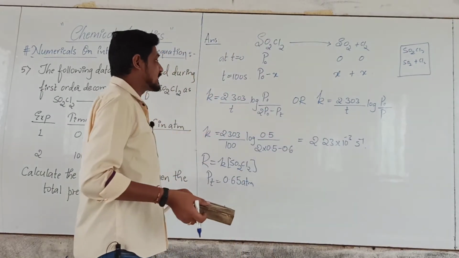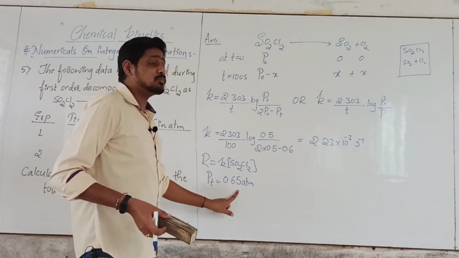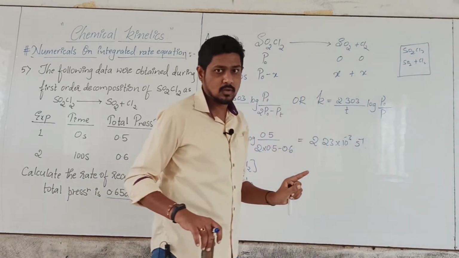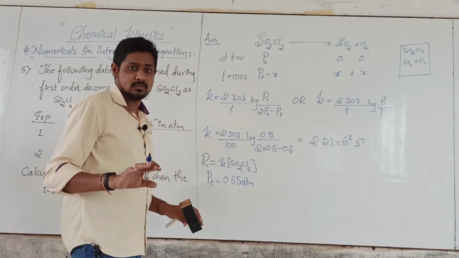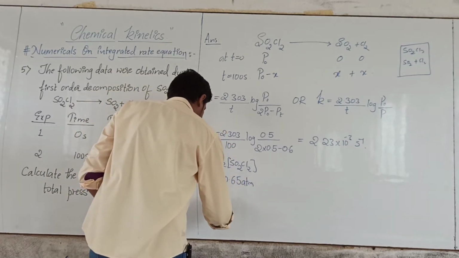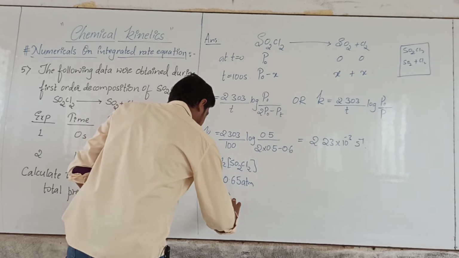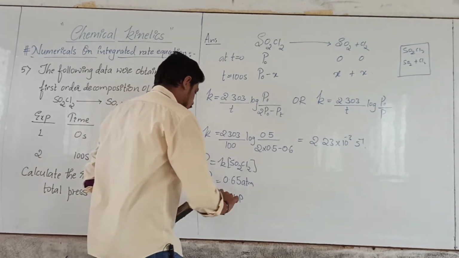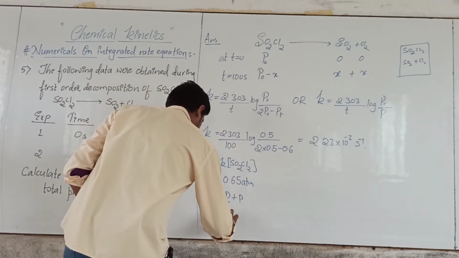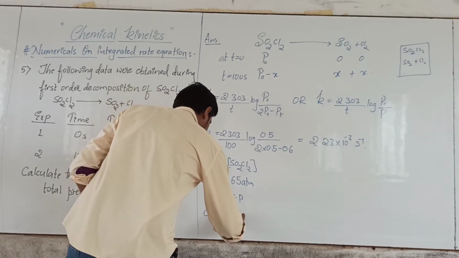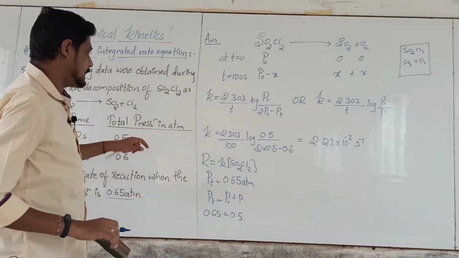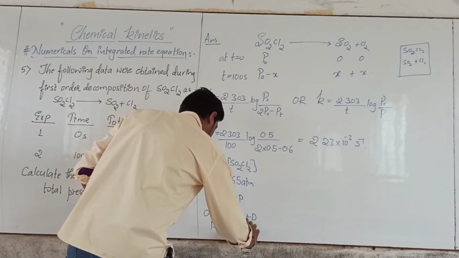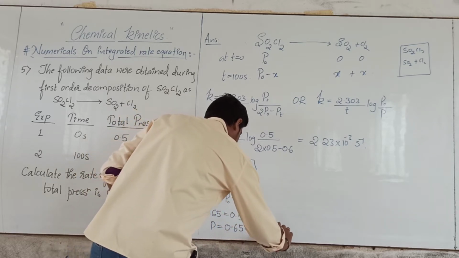Now the pressure has increased from 0.6 to 0.65. It means that some more amount of sulfuryl chloride has decomposed. So how much of it is decomposed? This means P_T is equal to P initial plus P, the amount of increase. Total pressure is now 0.65, and P naught we already know is 0.5 initially, plus P. So what is the value of P now? P is equal to 0.65 minus 0.5.